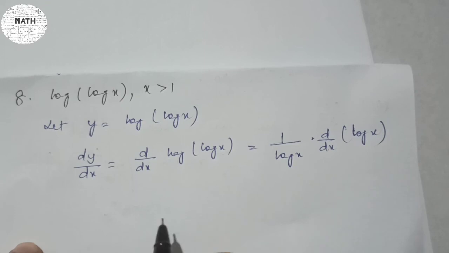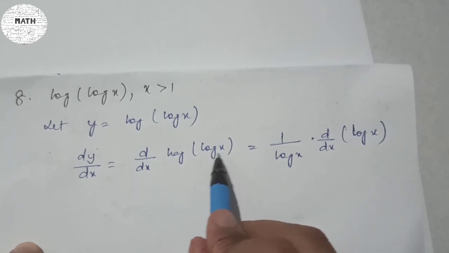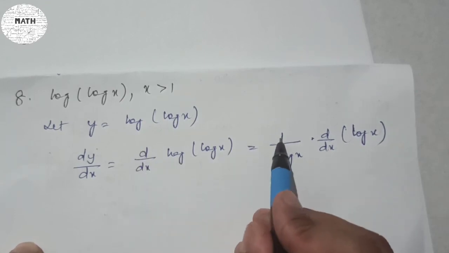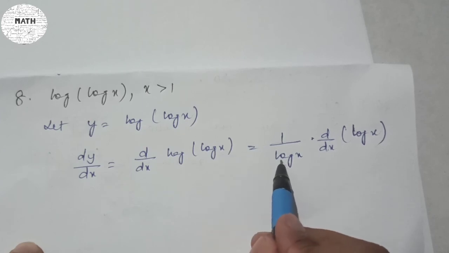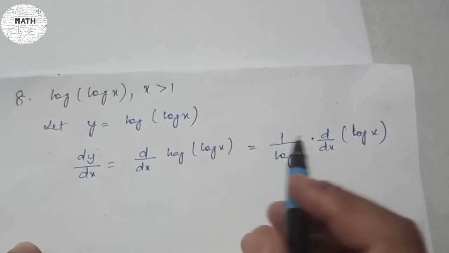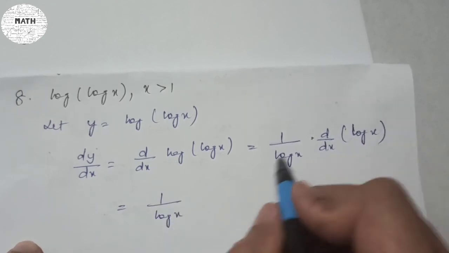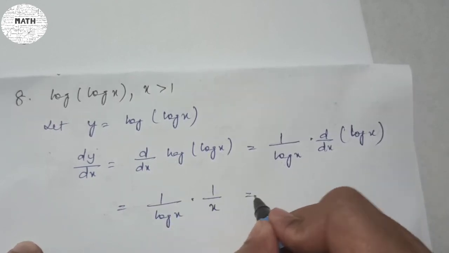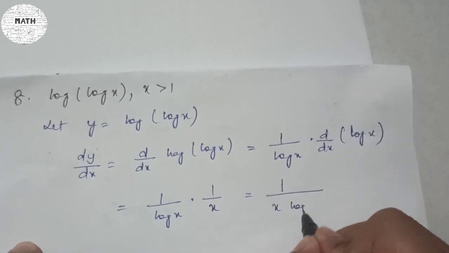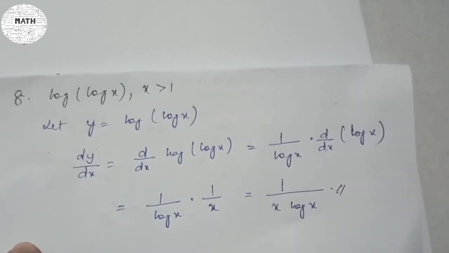I hope you're clear. I'm going to repeat once again. I consider this one to be your x. So d by dx of log x is how much? 1 by x. This came down, but this is not x. I have to differentiate once again. So it will be 1 by log x. Now d by dx of log x is how much? 1 by x. So the answer will be 1 by x log x. So that's all about your question number 8.